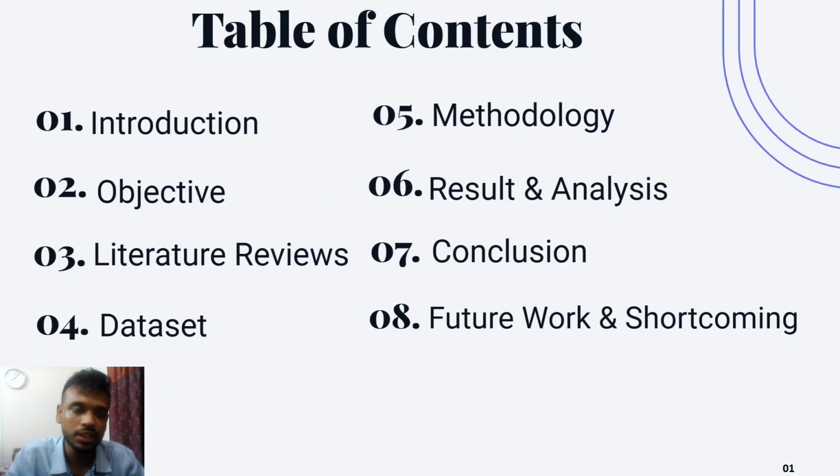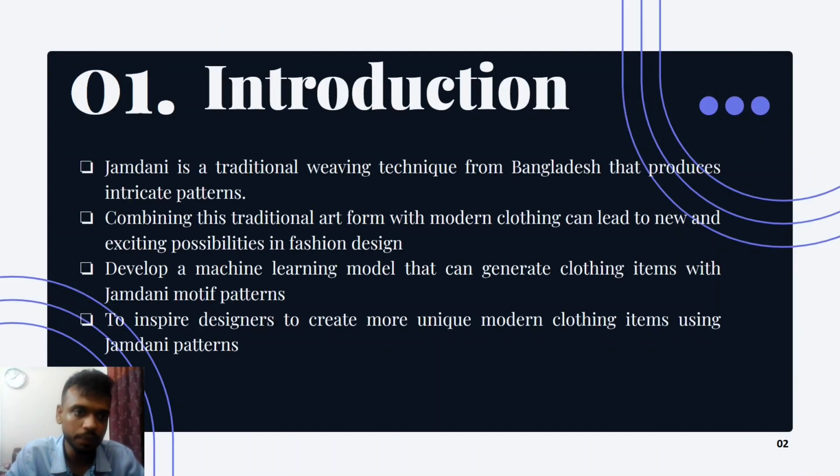Here are the contents that we are going to discuss throughout this presentation. At first, introduction. Jamdani is a traditional weaving technique from Bangladesh that produces intricate patterns. It's a very old form of art that we typically see in traditional clothes like shari, Punjabi, katha. But our goal is to take this traditional art and put it into modern clothing items so that it can inspire designers to create even more clothing with this traditional art form.